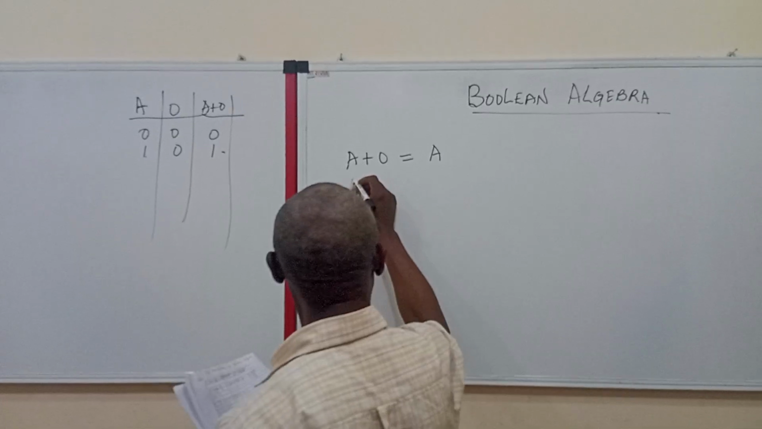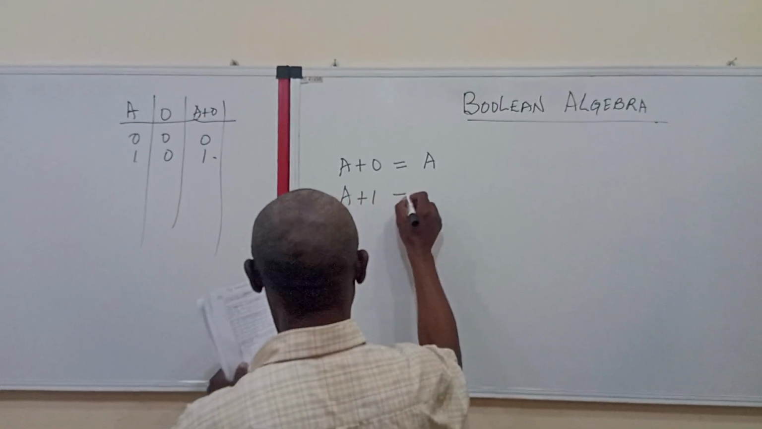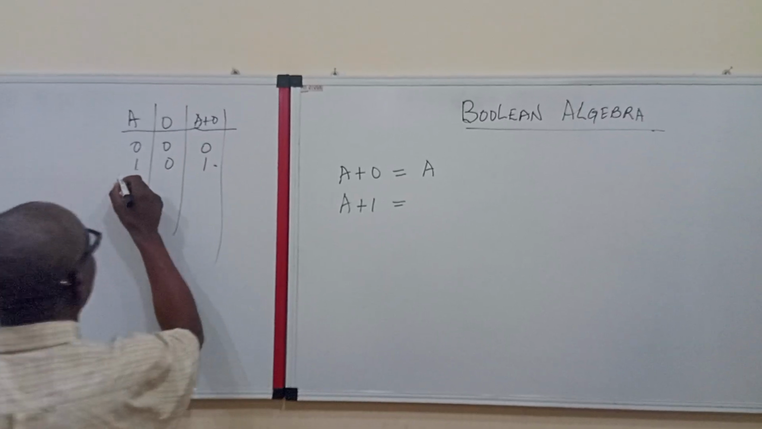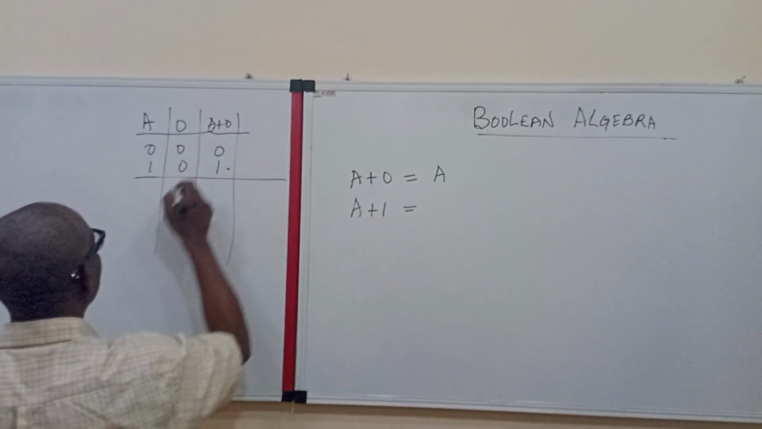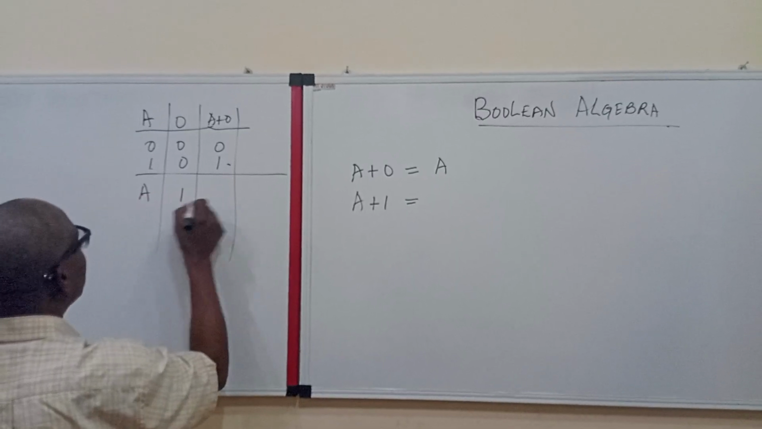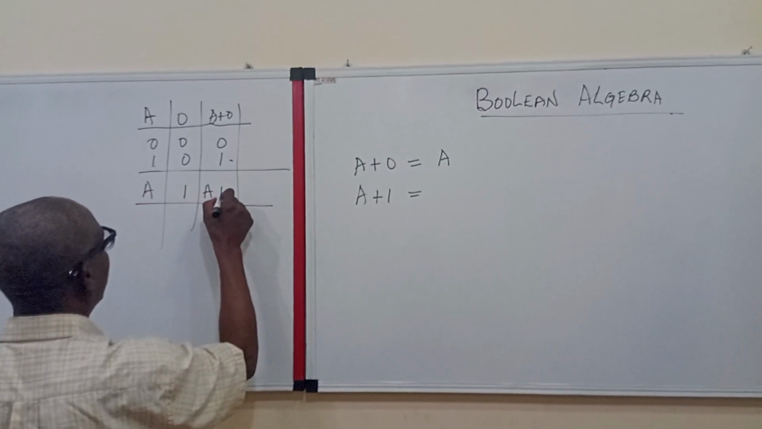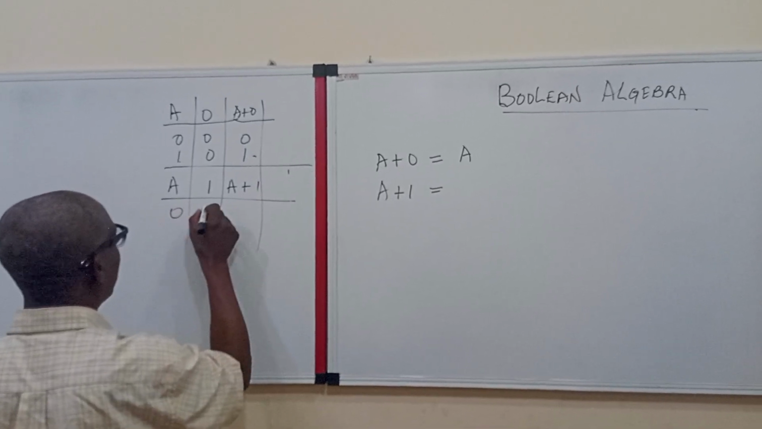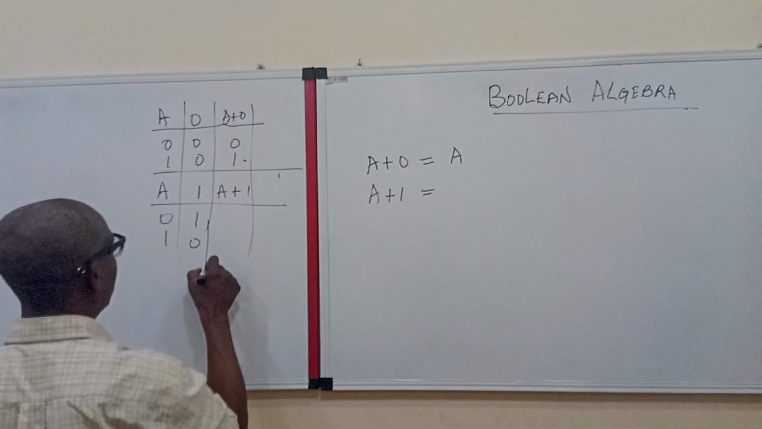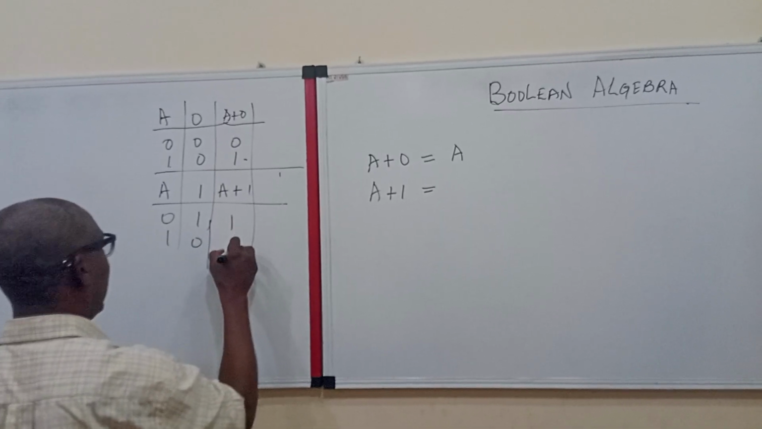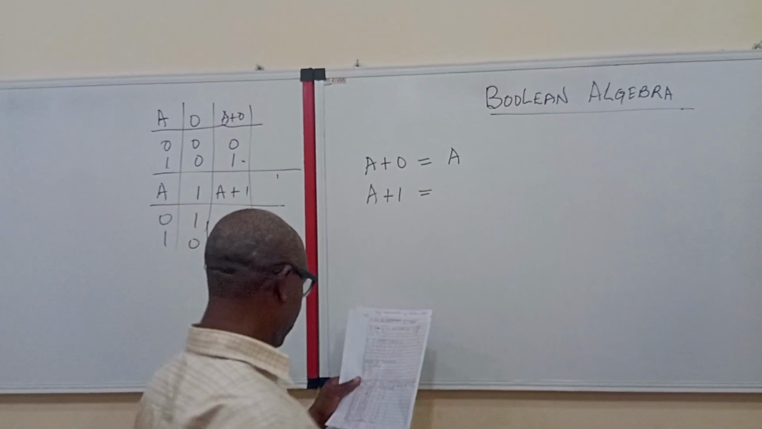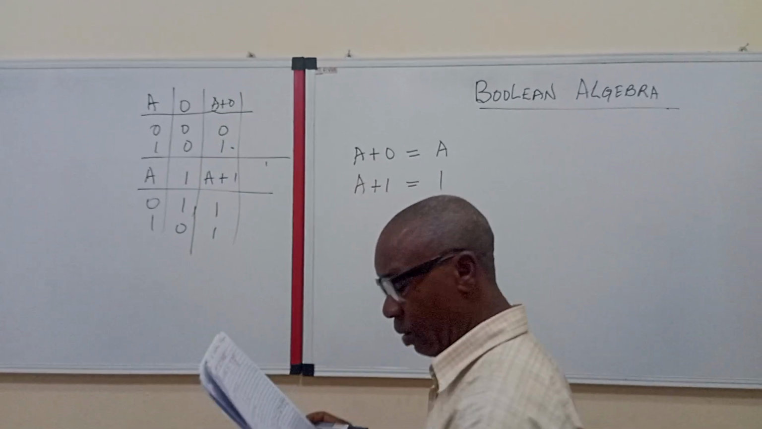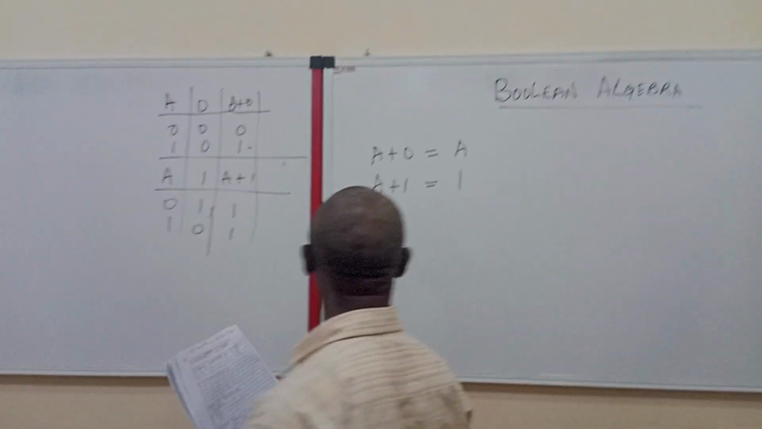The next we have is A plus 1 is equal to... let's do A plus 1. A plus 1, A, 1, A or 1. This is going to give us 0, 1, 1, 0. This will give us 1, 1 because it's an OR operator. So we have 1.